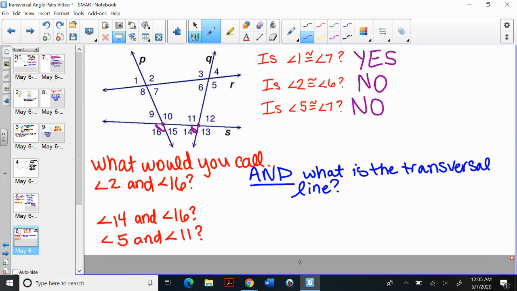All right, last one. What would you call angle 5 and angle 11, and what is the transversal line? Okay, so those are called alternate interior angles. They are in between line S and line R, but the transversal line that you're looking down is line Q. Excellent. So remember, be careful when you're talking about congruent angles, especially if they haven't told you that the lines are parallel, but all of our vocabulary words can still be used.